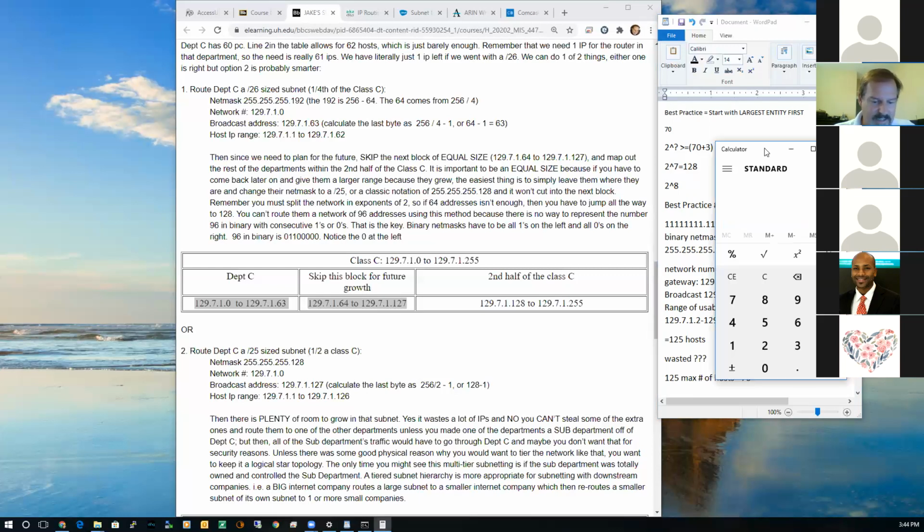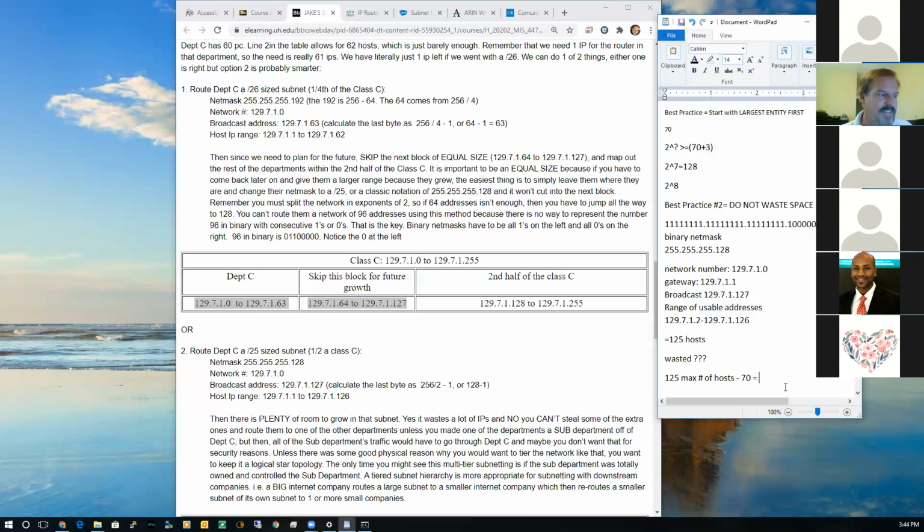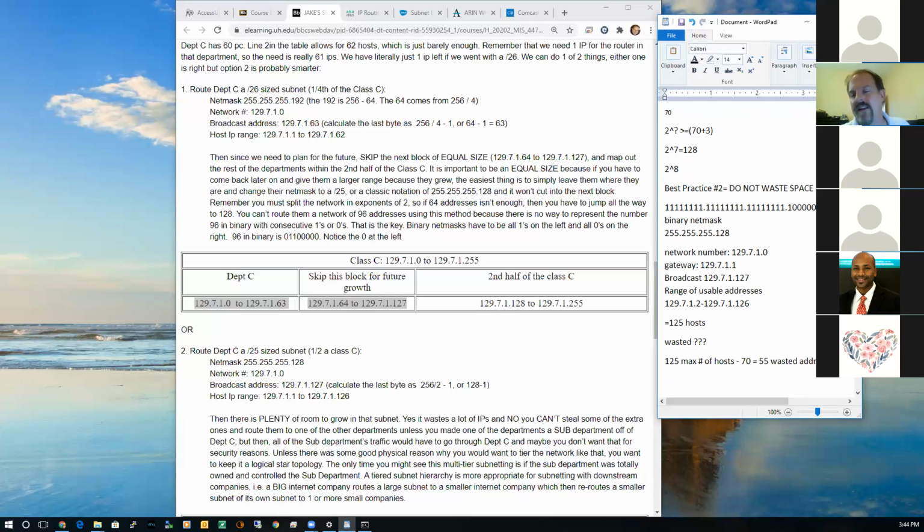For those of you that are lazy. 55? Yeah, 55. Use your calculator. So 55. So we have 55 wasted addresses that we can't use for anything else because they have been routed to that department on the hardware, on the cable.